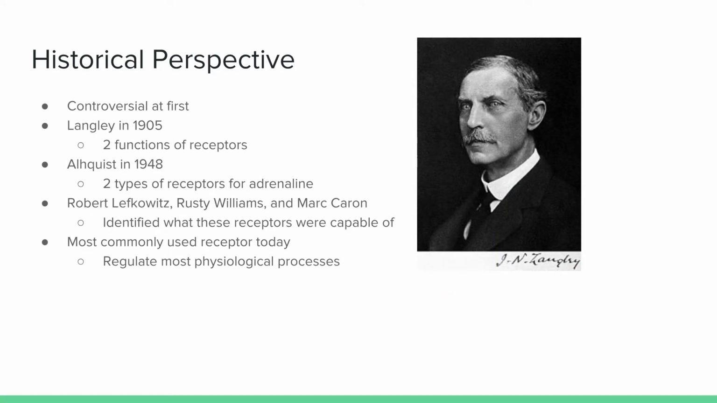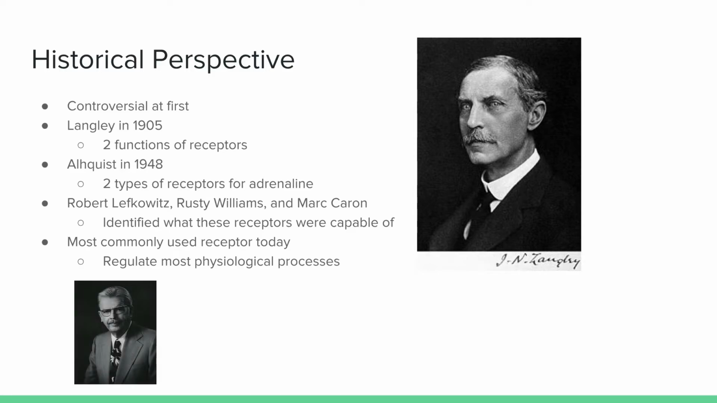The idea of receptors was considered controversial when first brought to light in 1905 by John Newport Langley. He explained that these hypothetical receptors could interact with chemicals and stimuli while acting on effectors within the cell to change function. His ideas were ignored and disregarded. Later on, in 1948, another scientist, Raymond P. Ahlquist, claimed that adrenaline contained an alpha and a beta receptor.